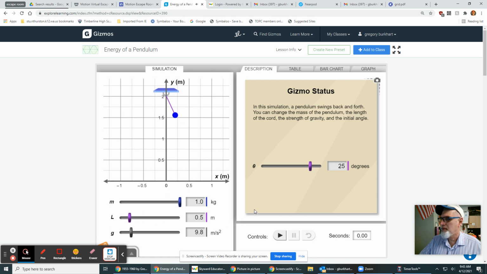There it is. So if the length is 0.5, you can see it has a certain speed when it crosses the y-axis. Is that going to be faster, slower, or the same if we change the length to 1? So let's grab this and say, where is it going to be? Is it going to be faster now, or the same, or slower?